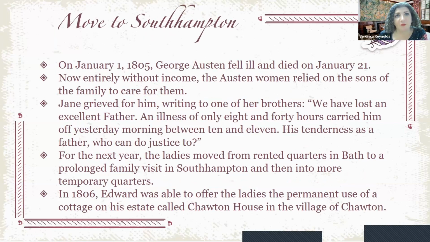They moved to Southampton. So they've been in Bath for a few years, five years, but on January 1st, 1805, George Austen falls ill and he is dead by January 21st. They have no money coming in, the Austen women. This is her mother, Cassandra, and Jane. They have to rely on their brothers to take care of them. Jane grieves very much for her father.